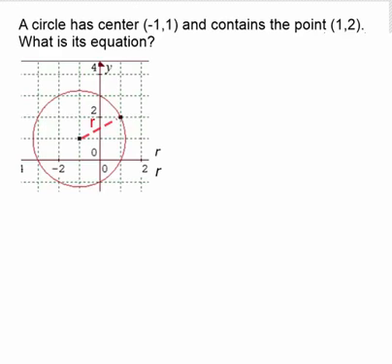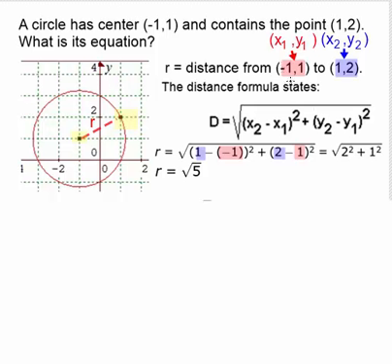What's really helpful here is to plot our center of -1, 1 and our given point of 1, 2, and then sketch a circle that goes with it. And we see that r is going to be the distance from that center to that point. Our center will be the point x1, y1 in our distance formula, and our point on the circle, 1, 2, will be our x2, y2. We plug those values into the distance formula given right here, and we get r equals the square root of 1 minus -1 quantity squared plus 2 minus 1 quantity squared. We simplify that and we get r equals the square root of 5.